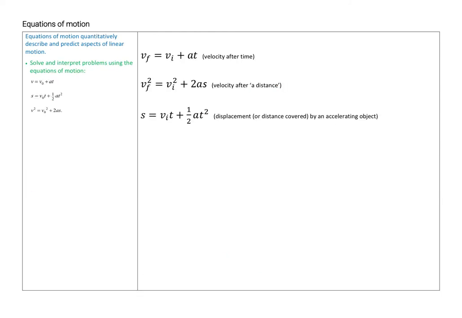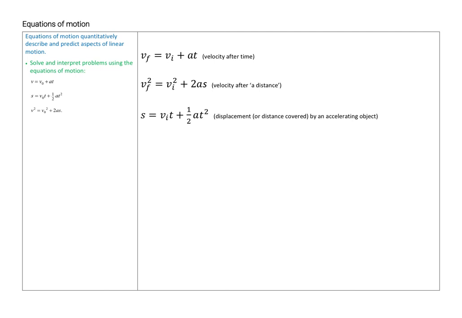So in the previous slide, we looked at analysing motion using graphing, and now we're going to talk about the equations of motion, in particular the equations of motion at constant acceleration that we can use to analyse the motion of an accelerating object. And there's basically 3 of those formulas that we need to know about and use. The first is this formula here, Vf equals Vi plus At.